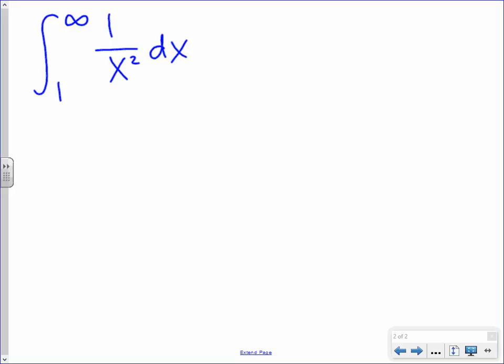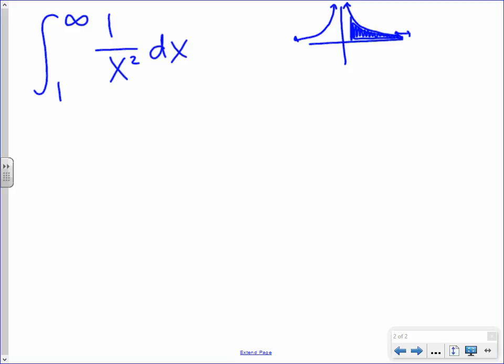Okay. What does this mean? What does this represent? We're finding the area under the curve of the function 1 over x squared from 1 to infinity. We're finding that area. So it's going to keep going, right?